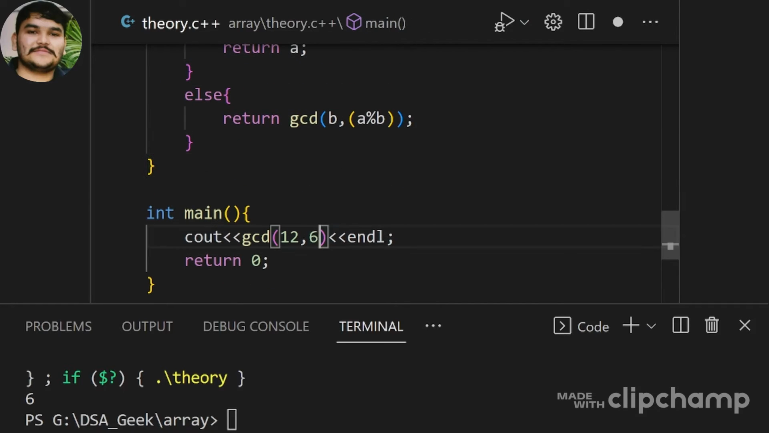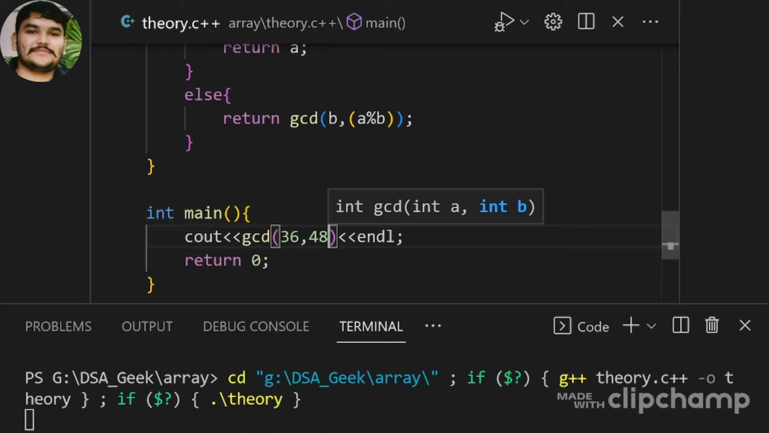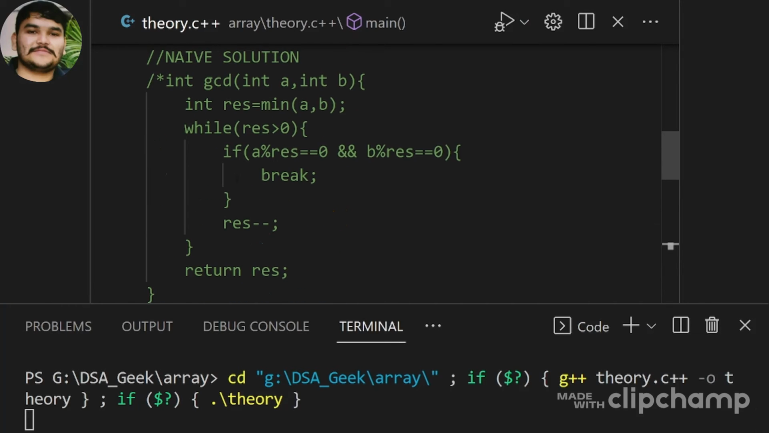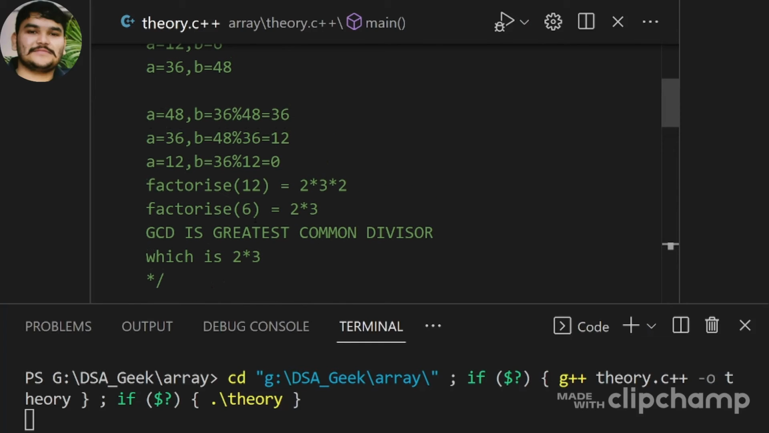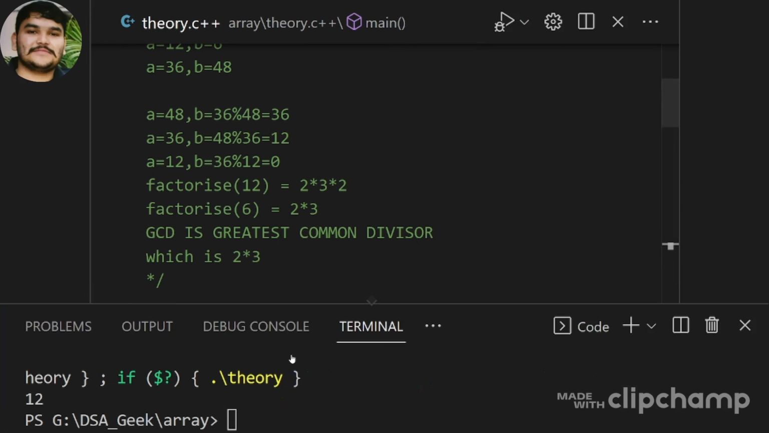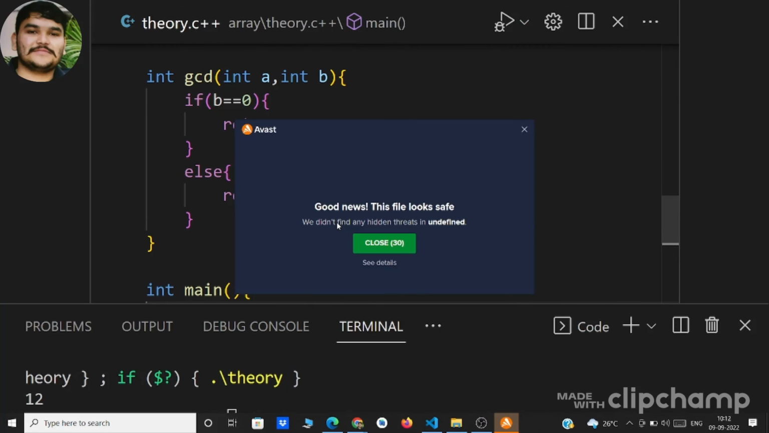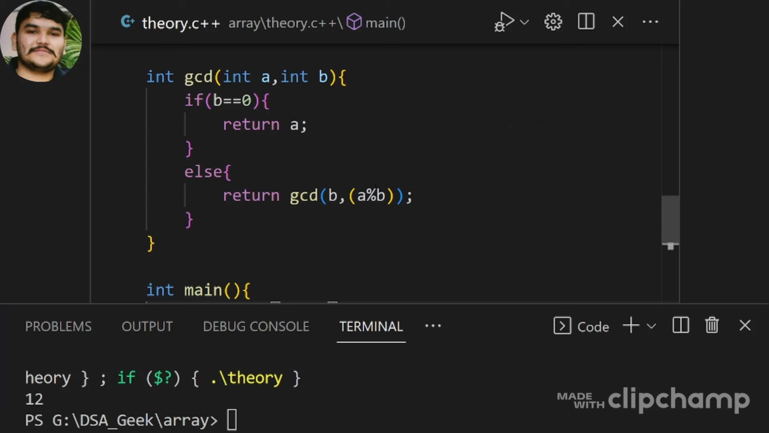Let's take the same example, 36 comma 48, and see what we get from this efficient solution. If we get 12, then we can be sure that we ran the code successfully, and also that our dry run is right. So 12 is the answer. That means we are doing great. So that's it. This is the GCD function, very simple to code.